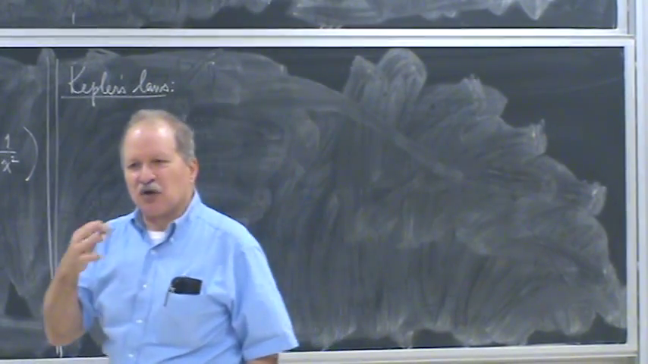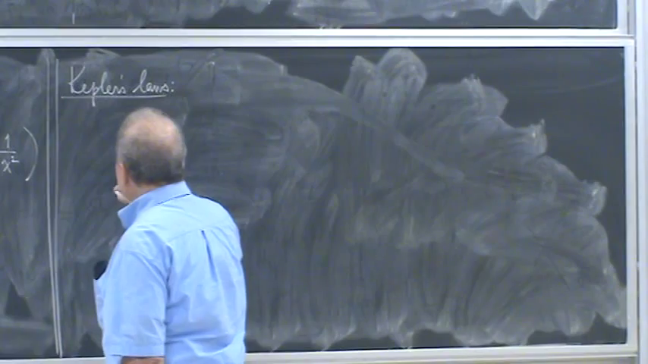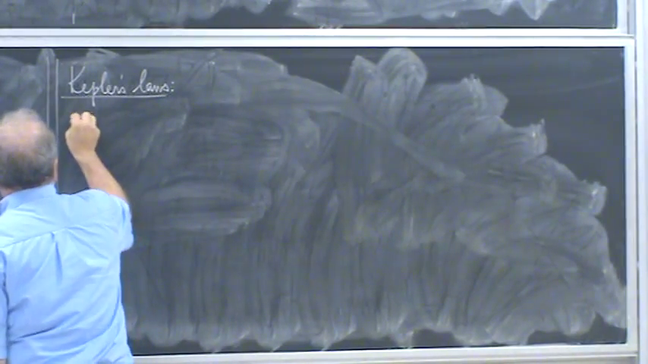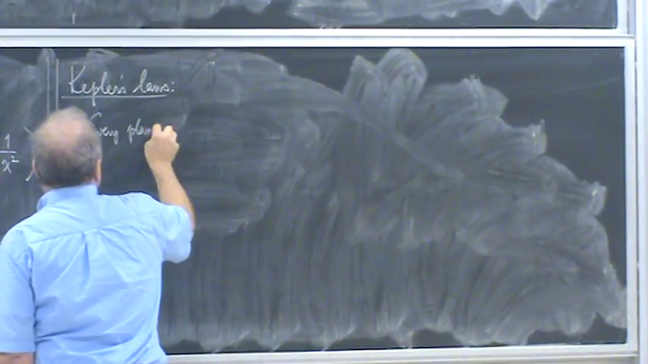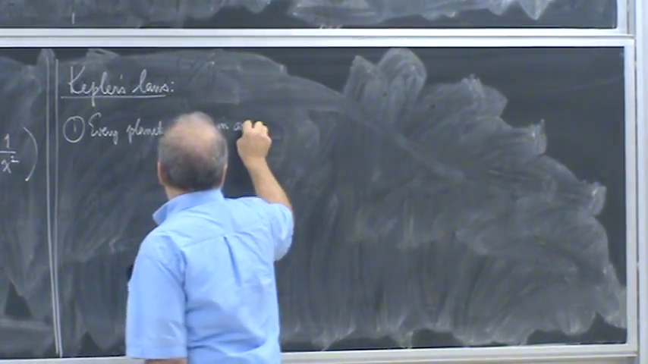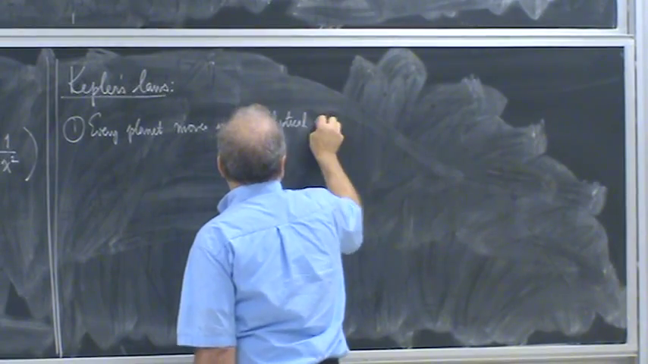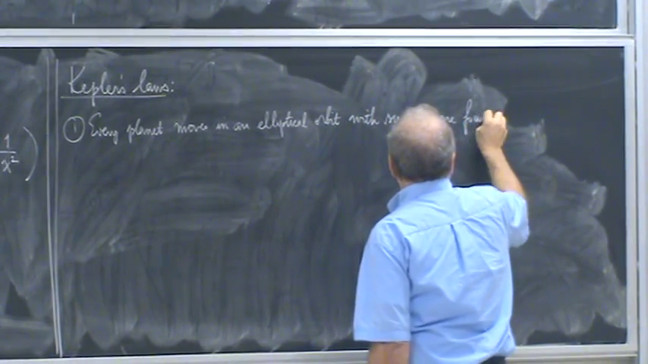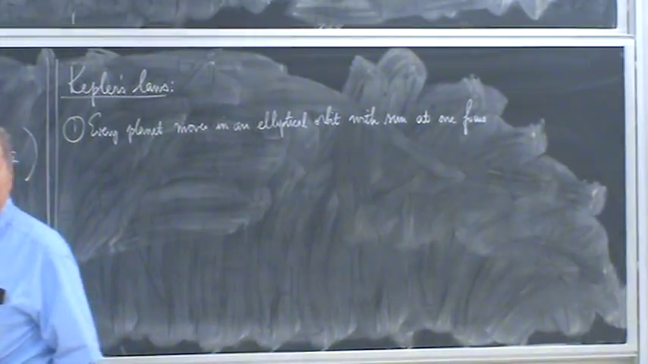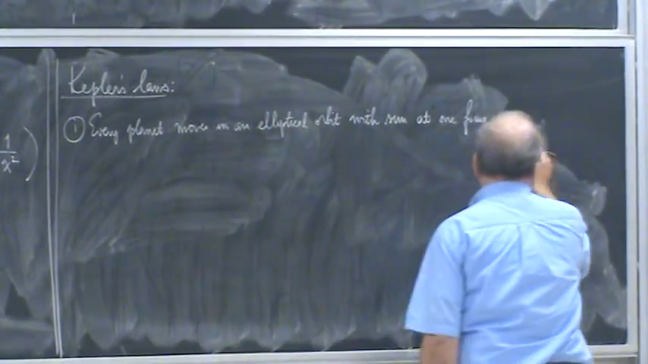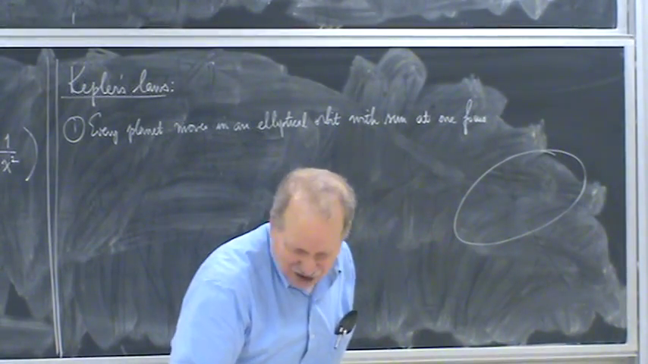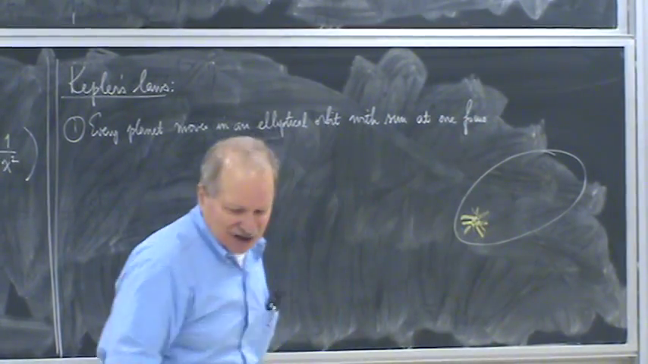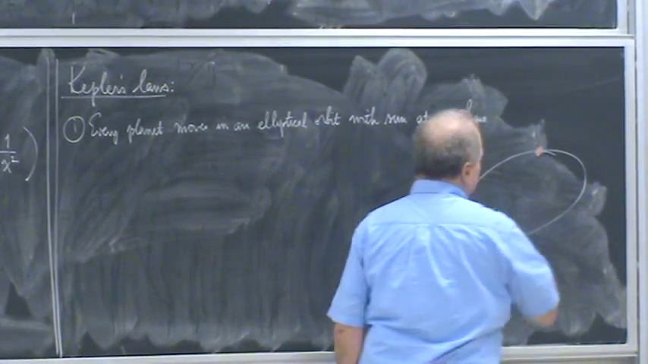But Kepler, it's astounding. So he said that if you take any planet in the solar system of our sun, what is true? Well, every planet moves in an elliptical orbit with the sun at one focus. So, thank goodness, not an ant eater. Here's the sun, and here's any one of the planets in its own elliptical orbit.